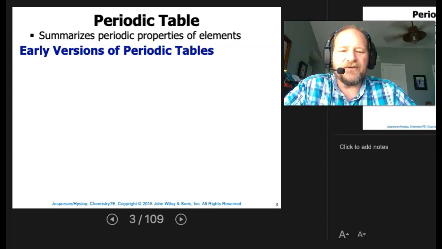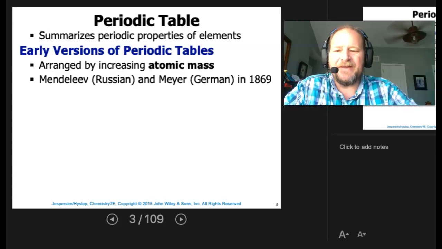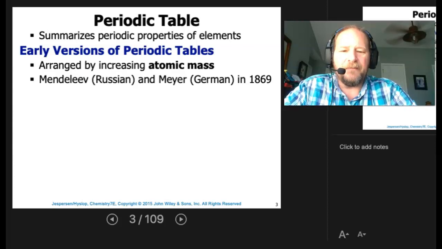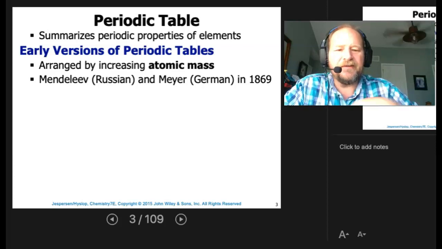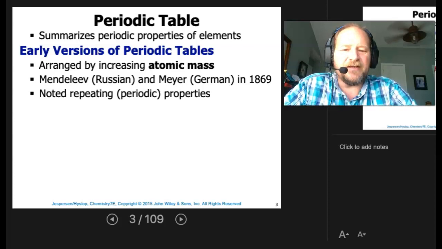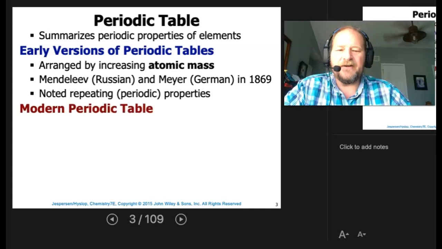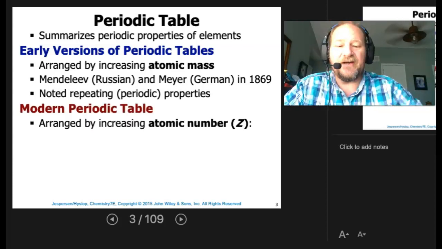So we have the early versions of periodic tables. They started arranging by atomic mass. And of course, most of us are familiar with the name Mendeleev. Meyer might be one you didn't know, but in the same year, these two gentlemen both reported putting together these properties and making a periodic table. This was the groundwork for the basic modern periodic table, which we now use atomic number.